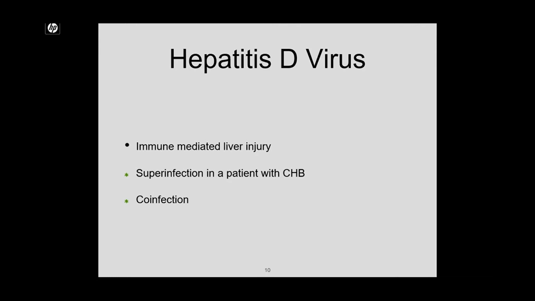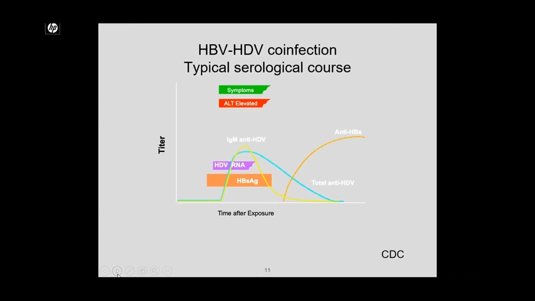The two forms are super-infection, which occurs in patients who are either carriers or patients who have cirrhosis, so they will be infected on top of an underlying infection, and the others are co-infected. These patients usually manifest an acute infection. The viruses, both delta and B, are present at the same time. After I said this, I'll try to put the hepatitis B and hepatitis D virus kinetics just as an introductory part, so that we can differentiate or diagnose the super-infection and co-infection.